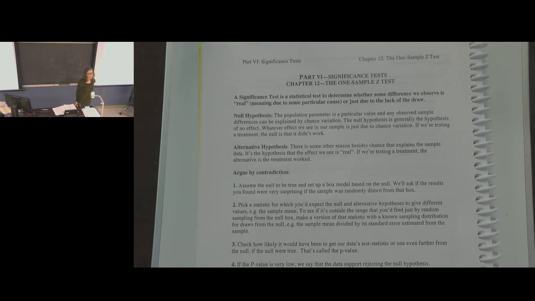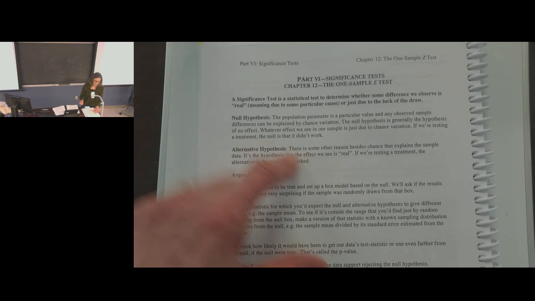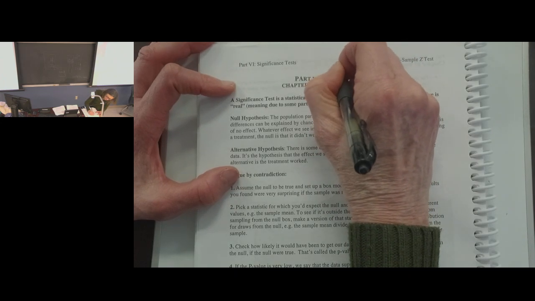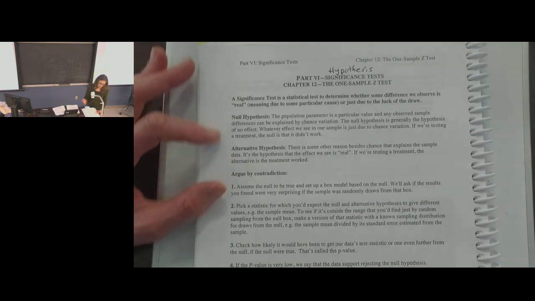You're going to see hypothesis tests all the time. Basically, what they are is a statistical test to see if some effect you see is just due to random chance or if it happened for a reason, due to some particular cause. That's all it is. It's called a hypothesis test, and there are lots of different hypothesis tests or significance tests that you're going to see.